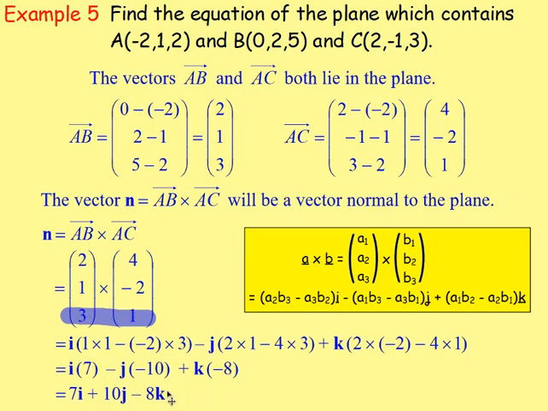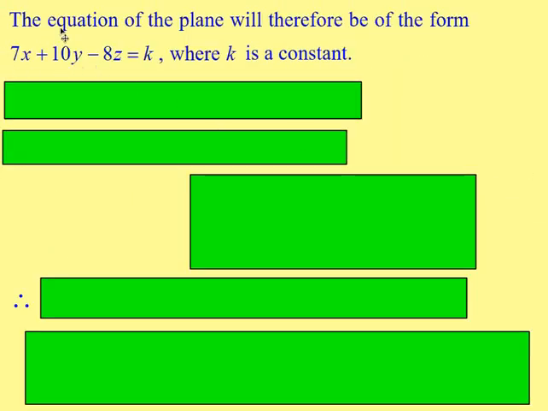Just remember that is going to be your vector that is normal to the plane. That's your normal vector. So if you take these numbers, the 7, the 10, and the negative 8, you could sub them into the equation of the plane, ax plus by plus cz equals k. So replace a with 7, b with 10, and c with negative 8. And that means the equation of the plane will be 7x plus 10y take away 8z equals k, where k is just a constant. Once again, don't leave the equation of the plane as that. You actually want to find out this value of k.